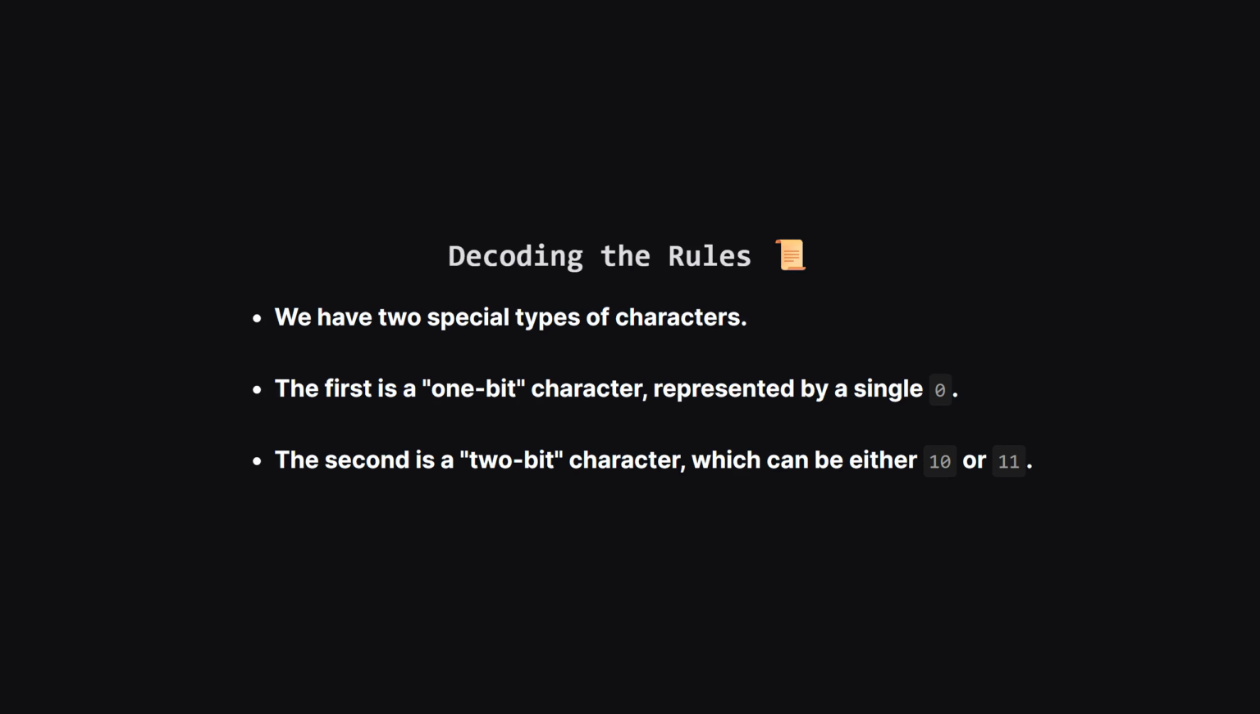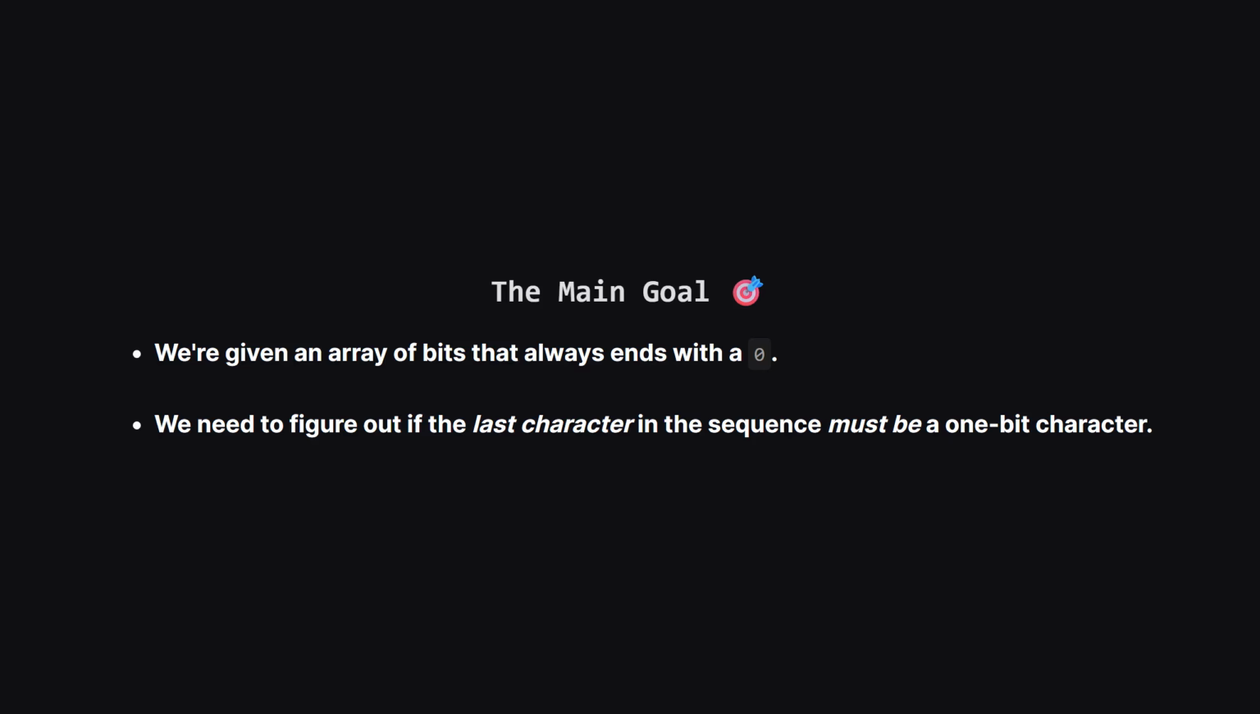Alright, let's understand the rules of this world. It's pretty simple. There are only two kinds of characters. The first type is a 1-bit character, and it's always just a 0. The second type is a 2-bit character, and it always starts with a 1, followed by either a 0 or another 1. That's it.